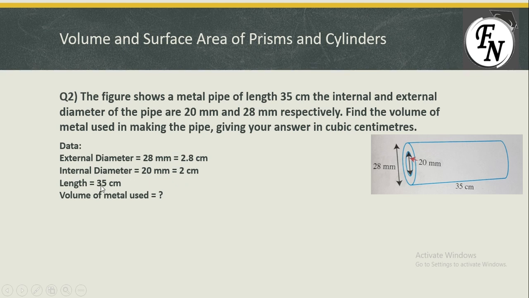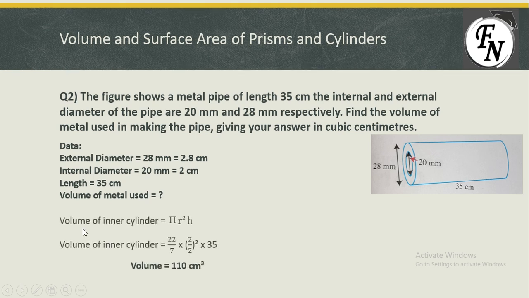After that we have the length of 35 centimeter and the volume that is needed to be found. So we will use the formula for volume of inner cylinder, that is pi r square h, and pi is 22/7. Radius, in this case we have been given the diameter, we need to find the radius. So first of all we are working on the internal cylinder, so we are using the internal diameter, and we will divide this value by 2 to get the radius.